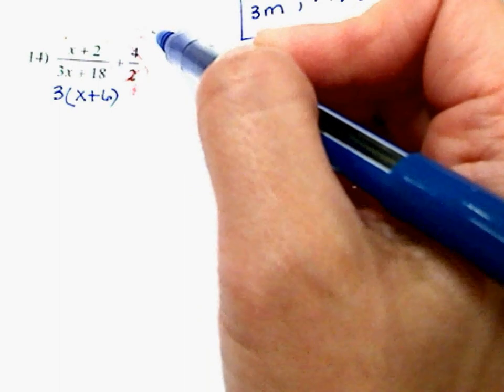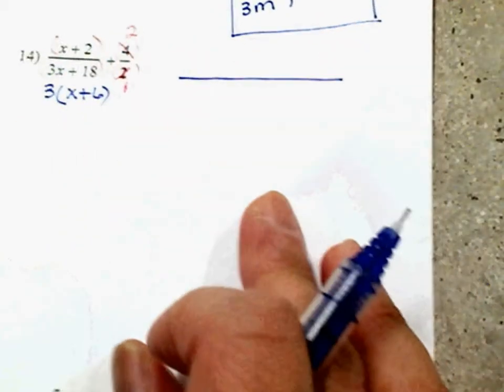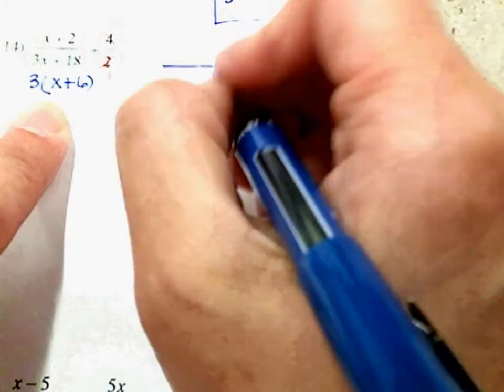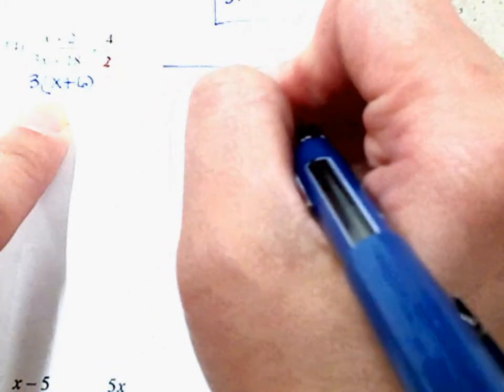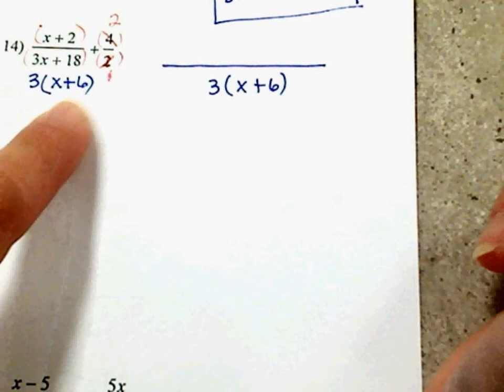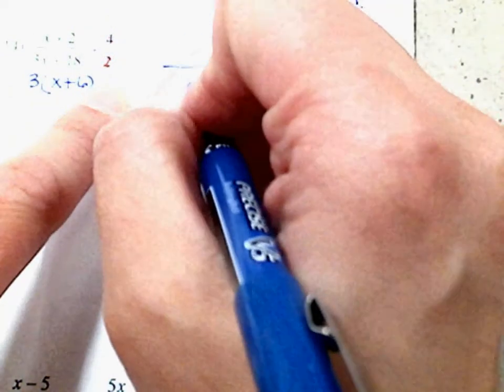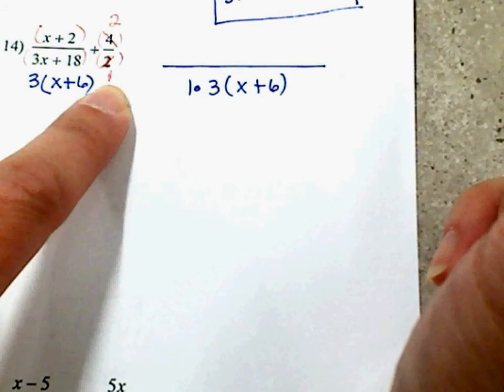Can I do anything with that one? No. All right, draw your line. Here we go. Write your 3 times x plus 6. Is there a 1 here? Yeah, because you can put a 1 there if that makes you feel better. Do you see it right there? But you're not required to. You sure can if you're used to it.